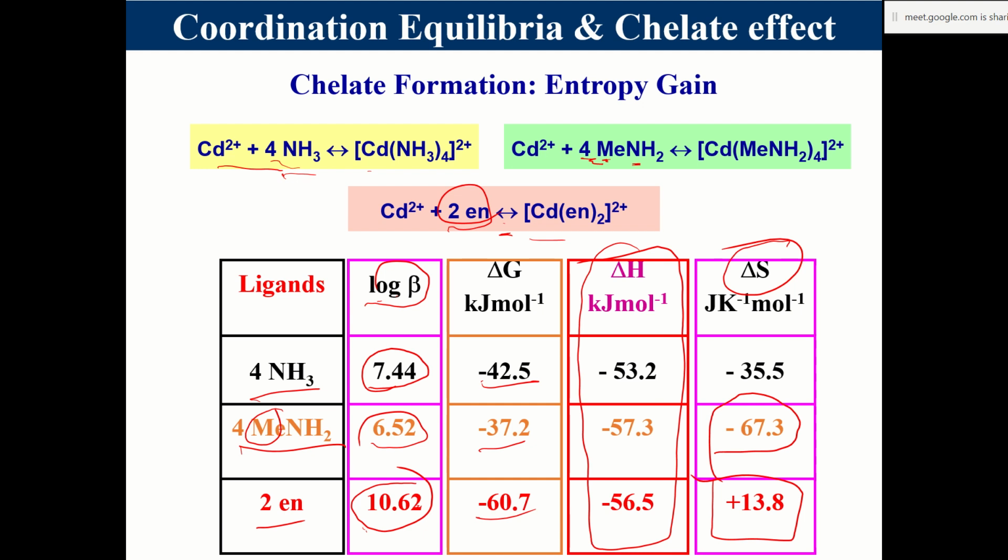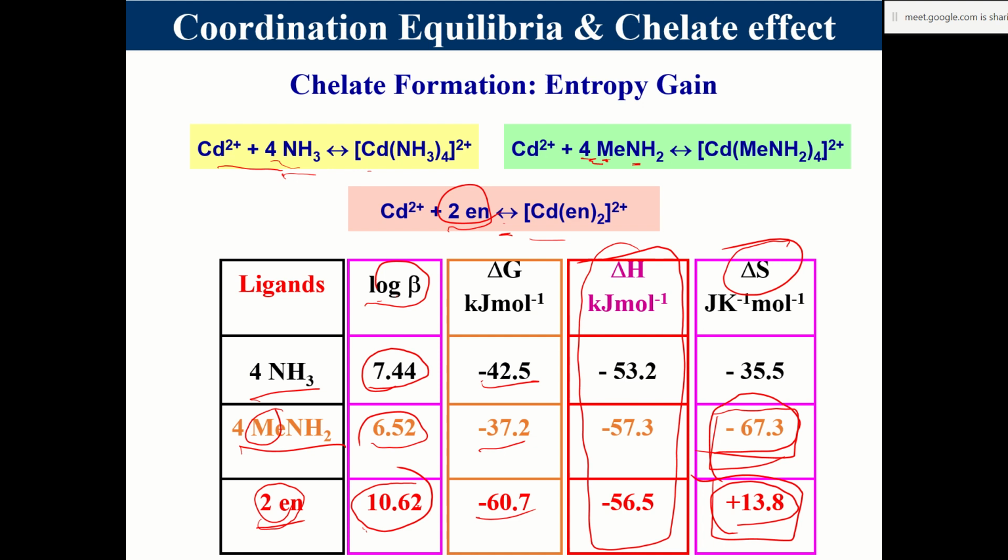Entropy is decreasing when you have methylamine. Because a free methyl group with the NH2 was able to rotate freely. Now when it is bound to the metal center, it will not be able to rotate, so freedom and randomness decrease, entropy decreases, minus 67. In case of ethylenediamine binding, there's a difference: 4 NH3 species are released, so 2 versus 4. Overall the free species increase, so delta S increases by a huge amount.